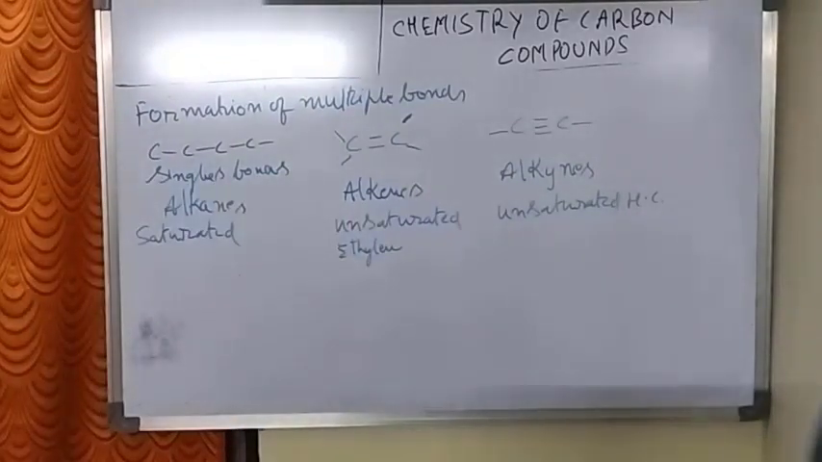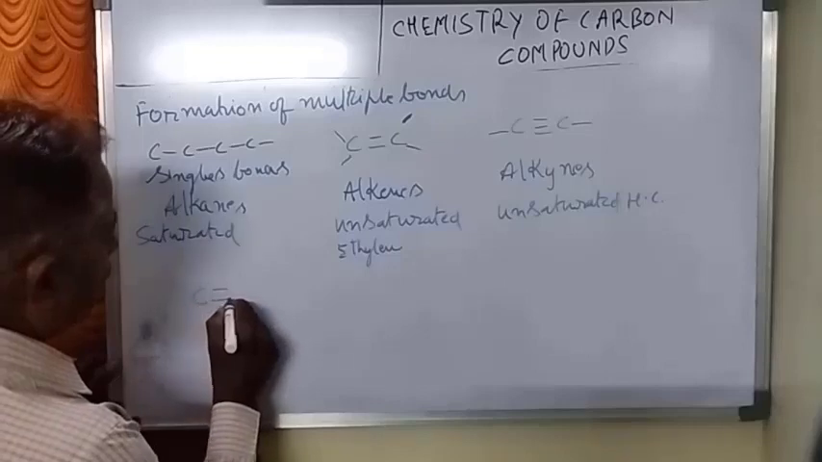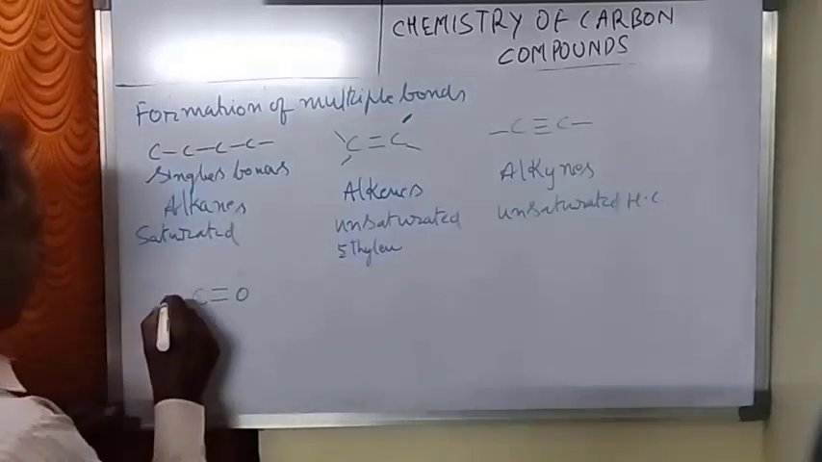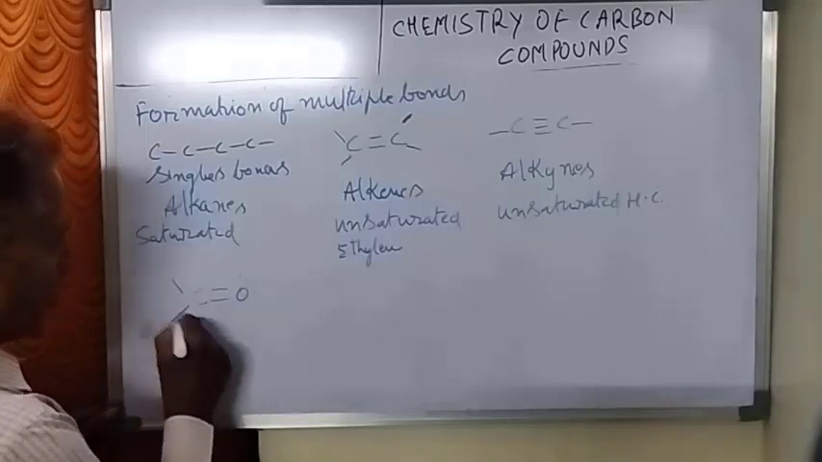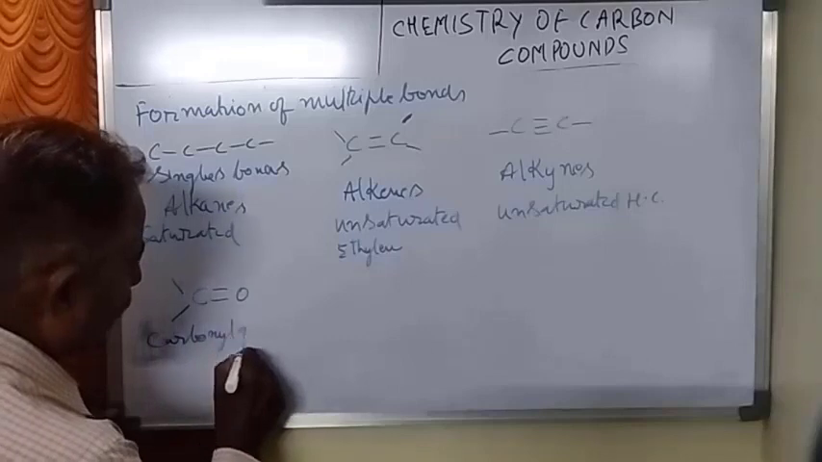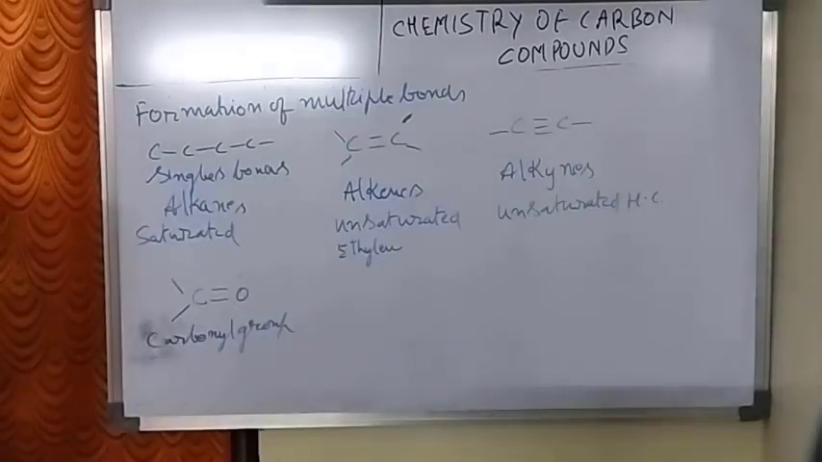Carbon can form multiple bonds not only with other carbon atoms, but also with atoms of other elements. For example, C double bond O. Carbon can form a double bond with one oxygen atom, and of course these are free bonds. This group is known as the carbonyl group, the carbonyl functional group.